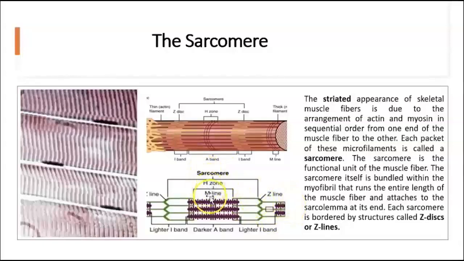It has different lines and bands, and that's why you see these names right here. This is obviously the H band, the M line, the Z disc. Sarcomere goes from one Z disc to the other Z disc.